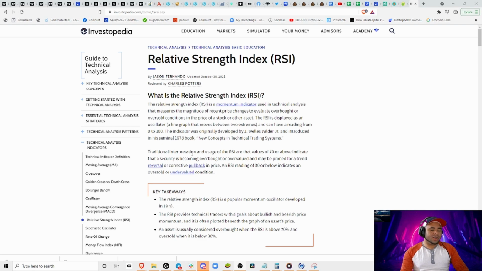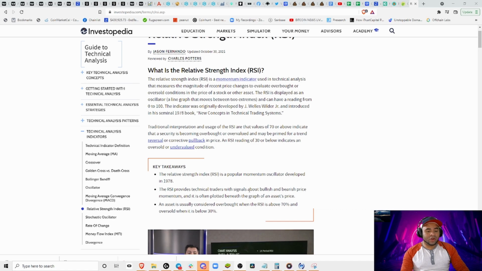Traditional interpretation and usage of the RSI are that values of 70 or above indicate that a security is becoming overbought or overvalued and may be primed for a trend reversal or corrective pullback in price. An RSI reading of 30 and below indicates an oversold or undervalued condition, aka when we talk about ADA and these other coins that are not really being looked at right now, but sitting at an oversold condition. The Relative Strength Index, RSI, is a popular momentum oscillator developed in 1978. The RSI provides technical traders signals about bullish and bearish price momentum, and it is often plotted beneath the graph of an asset's price. An asset is usually considered overbought when the RSI is above 70% and oversold when the RSI is below 30%.